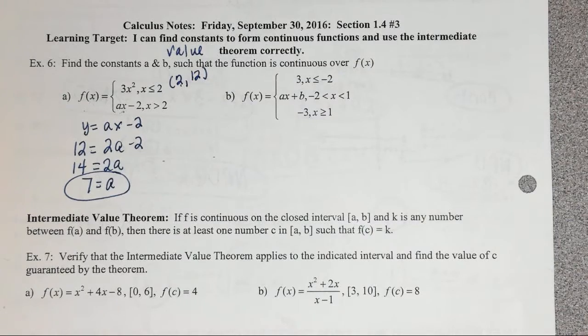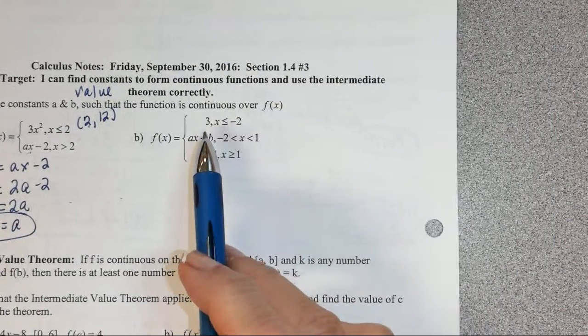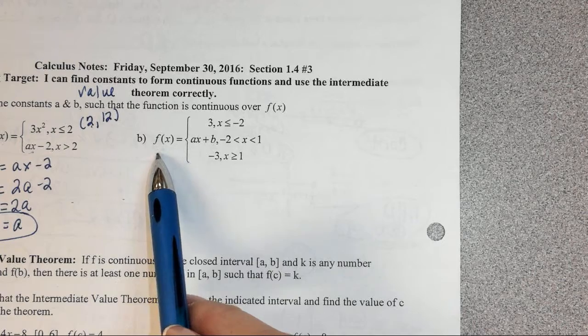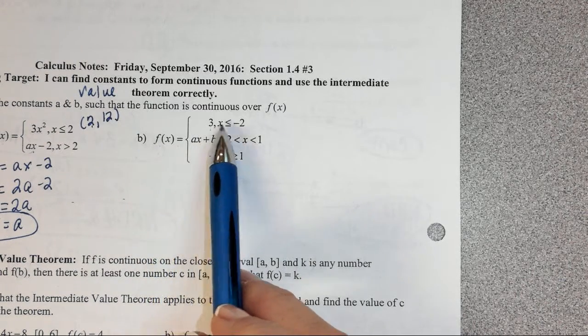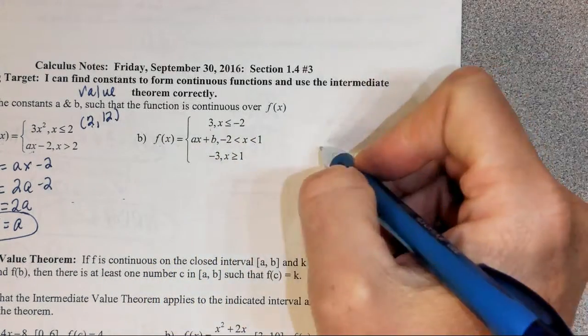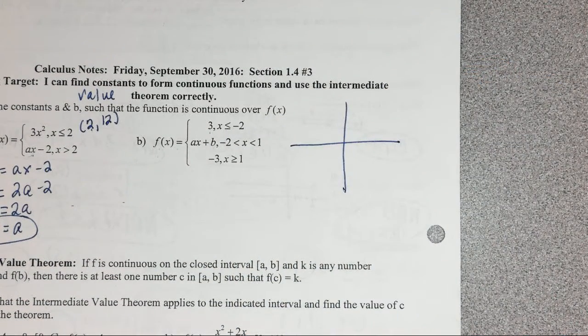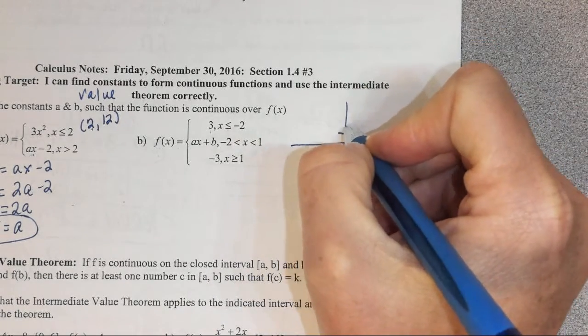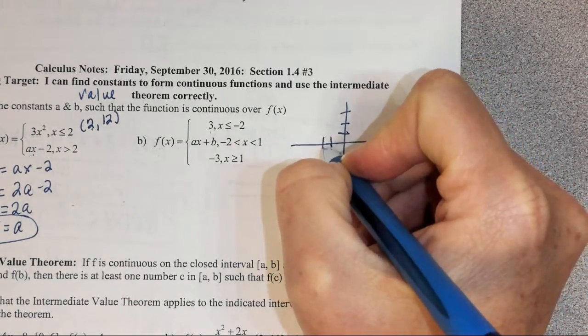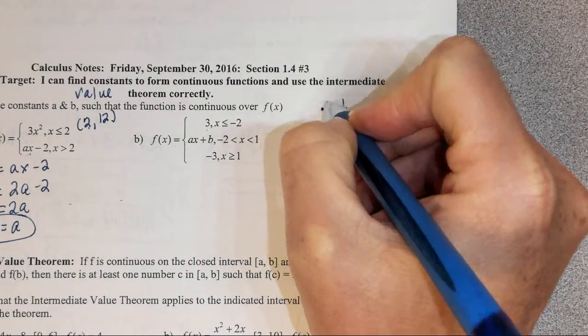Alright, let's go on to letter B now. So let's think about what this means. We're graphing y equals 3, but only if x is less than or equal to negative 2. How does that line look? Next, how does the line y equals 3 look? Is it a vertical line or horizontal line? Horizontal line, yeah. So when x is less than or equal to negative 2, we're going to be up here at 3.